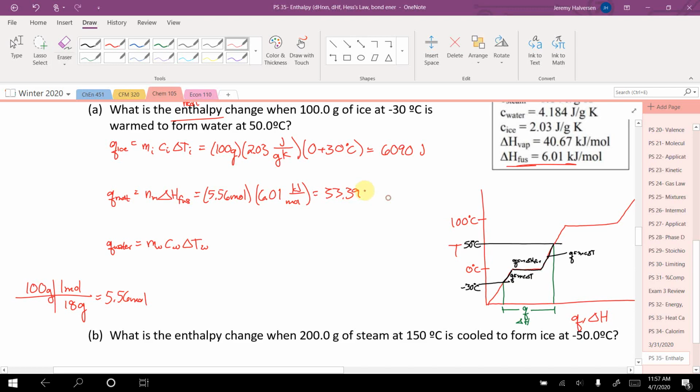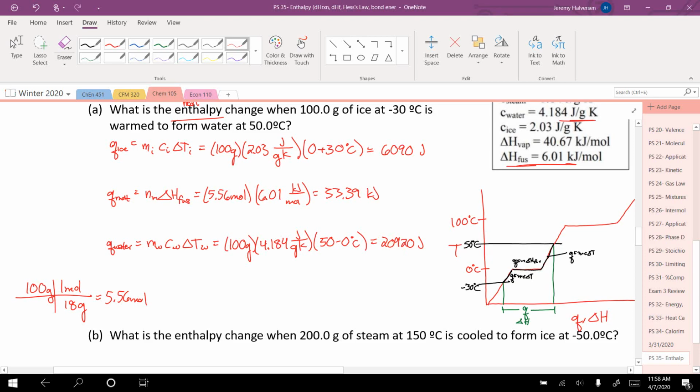33.39 kilojoules. And now for this last water, my C value is in joules per gram, so I can use my 100 grams. 4.184 joules per gram Kelvin. My final temperature is 50, initial is 0. This gives me 20920 joules. Right now we want the total heat.